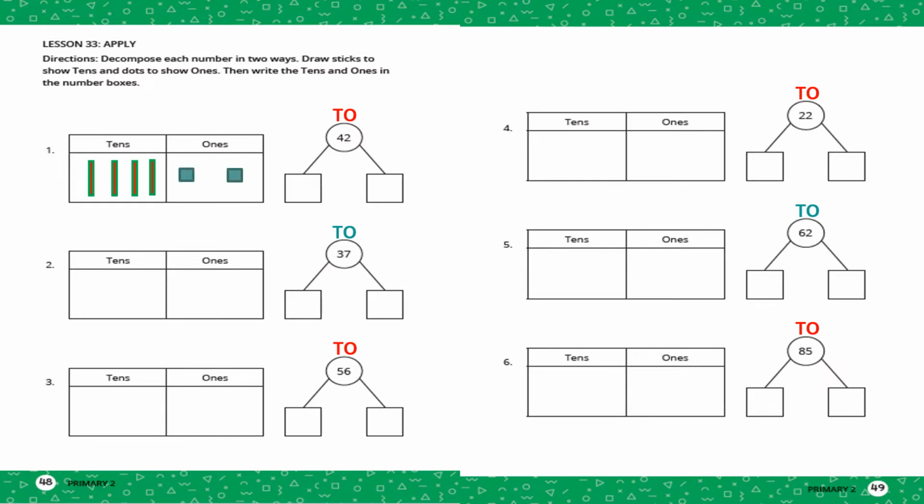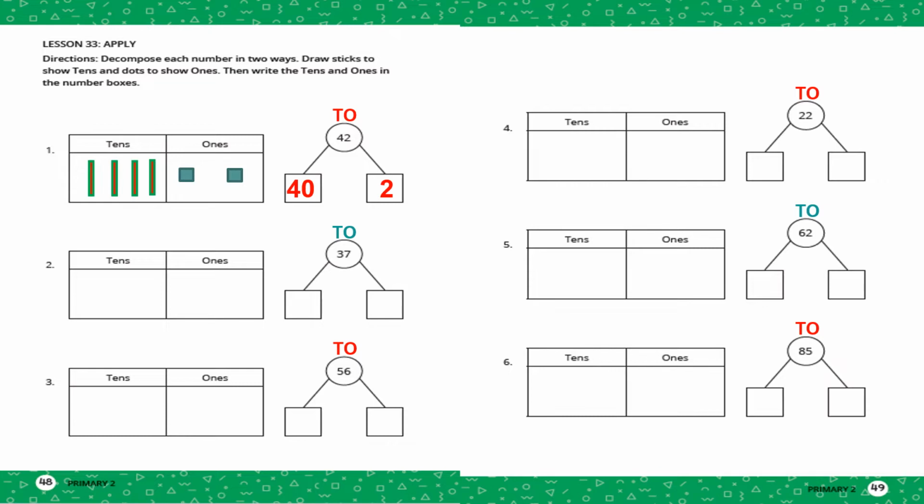Let's decompose 42. How many zeros do we have in tens? Only one. So 4 with 1 zero, it will be 40. How many zeros do we have in ones? Nothing. So 2, it will be 2 as it is.